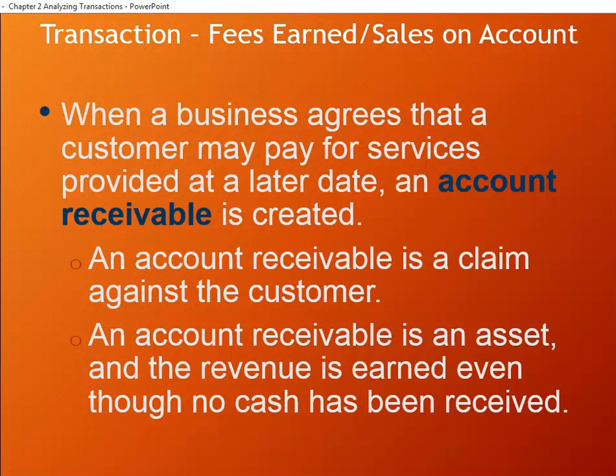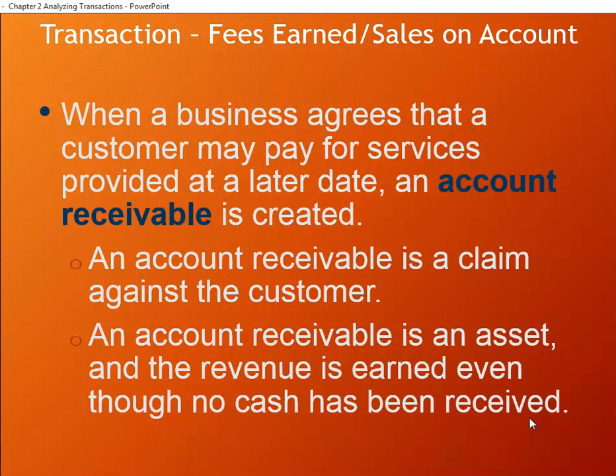Let's talk a little bit about accounts receivable. It says fees earned, sales on account. It says when a business agrees that a customer may pay for services provided at a later date, an account receivable is created. So we provide the services and then the payment is going to come at a later date. And just as we discussed in Chapter 1, an account receivable is a claim against that customer. So an account receivable is most definitely an asset. And the revenue is earned even though no cash has been received.